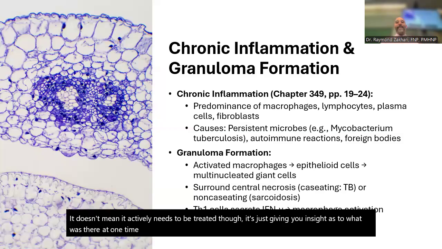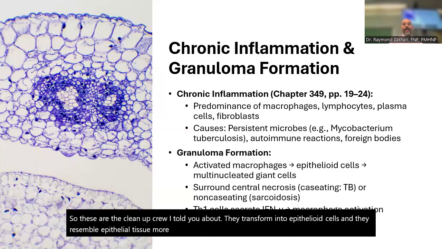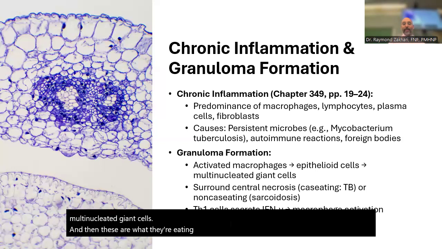Macrophages, these things get activated by persistent antigenic stimulation. So these are the cleanup crew I told you about. They transform into epithelioid cells, and they resemble epithelial tissue more than a standard phagocyte. And these things merge, and they form multinucleated giant cells. And then these are what are eating up the battlefield of despair that's left behind.